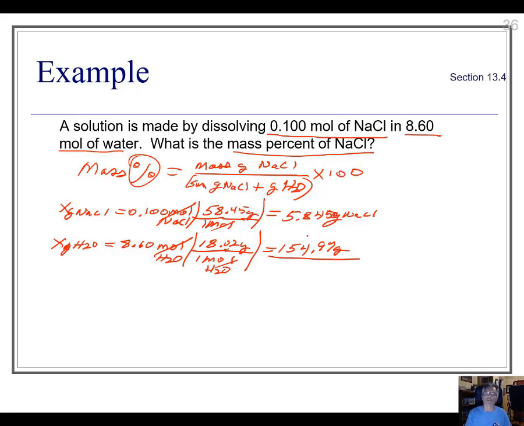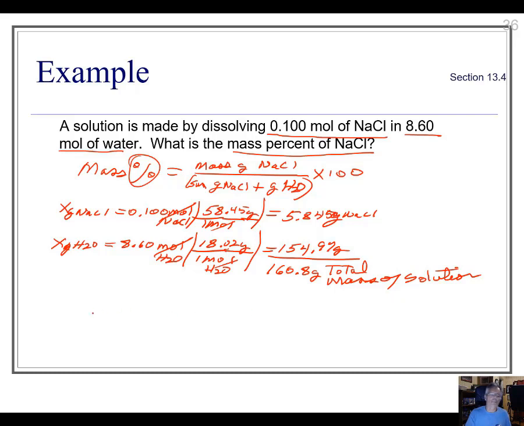To get the total mass, I'm just going to add these two up. So to that, I'm going to add 5.845, and I get 160.8 grams, and that's the total mass of the solution. Okay, so total mass of solution.